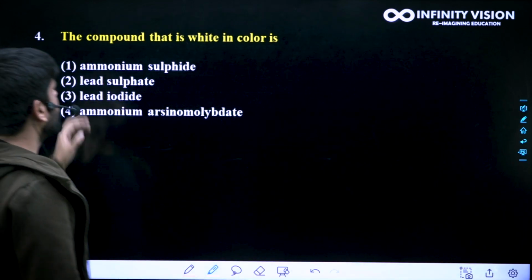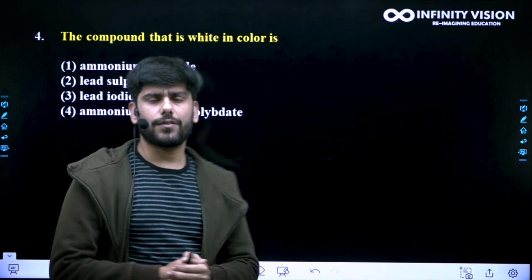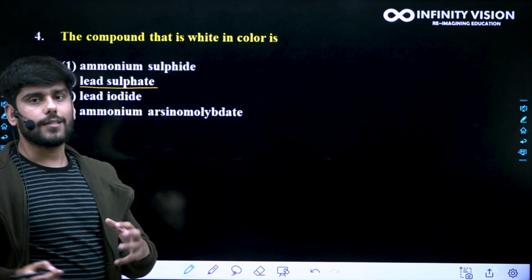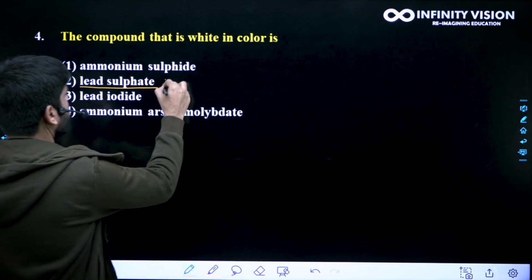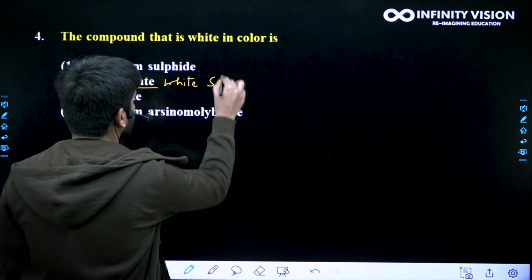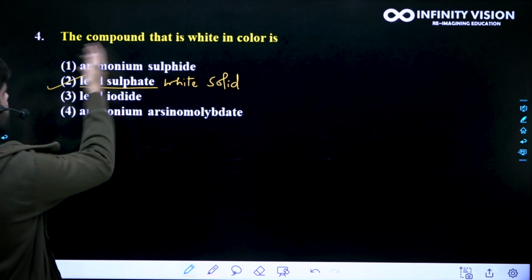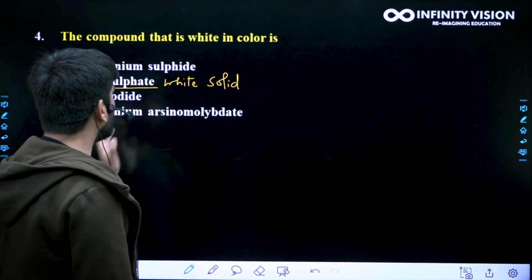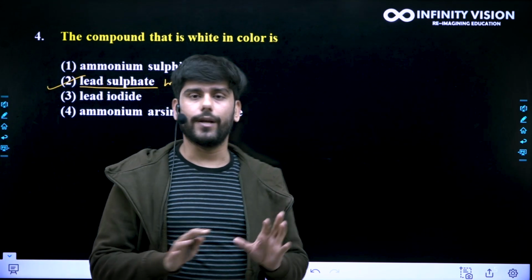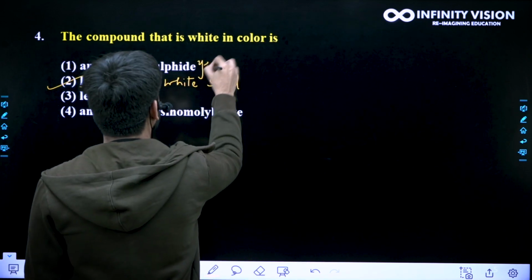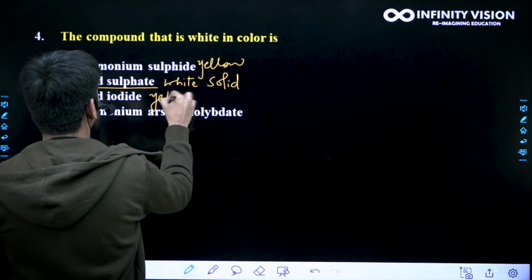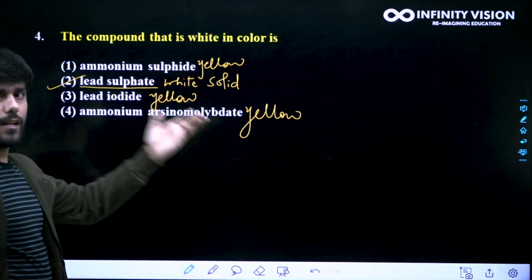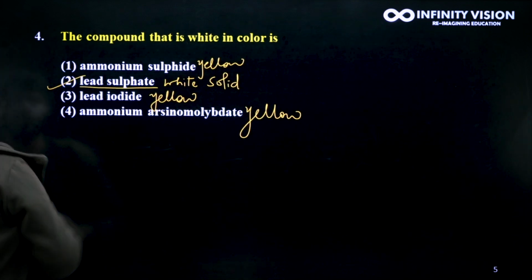The next question is, the compound that is white in color. Now this is a very simple question. You know lead sulfate, PbSO4, that's a white solid, right? So PbSO4 is a white solid. And this is the answer because it says that is white in color. Now, ammonium sulfide, lead iodide, and ammonium arsenomolybdate are all yellow in color, right? This is yellow, this is also yellow, and this is also yellow. So the answer to this question is lead sulfate. Quite simple. Let us move to the next question.